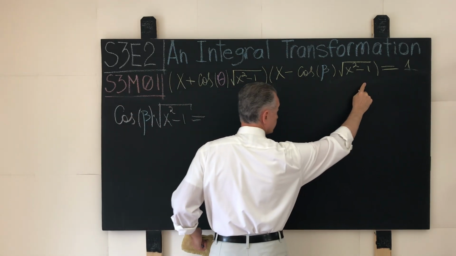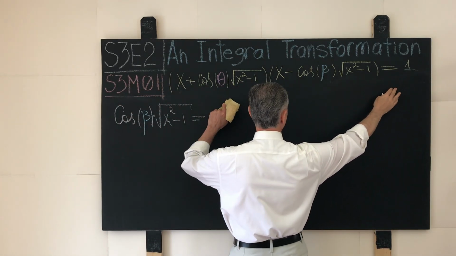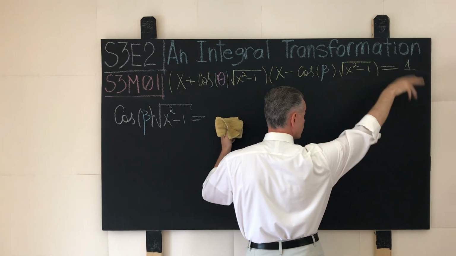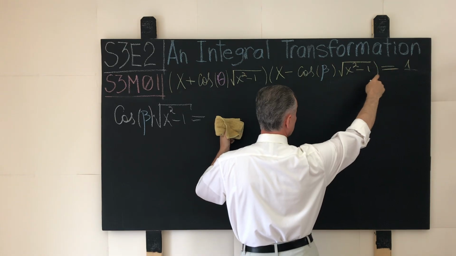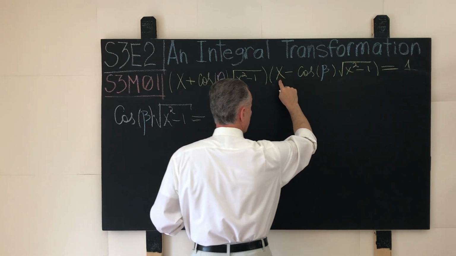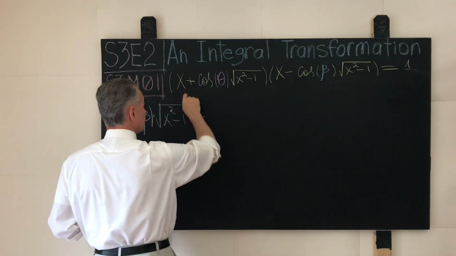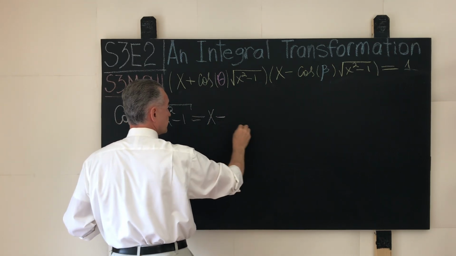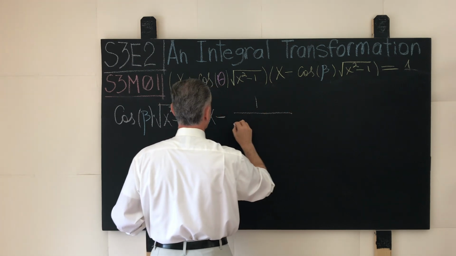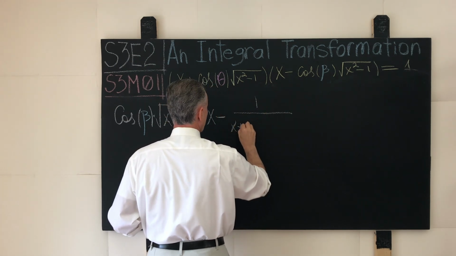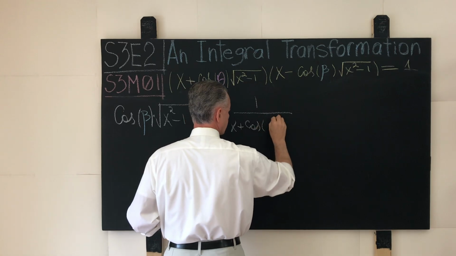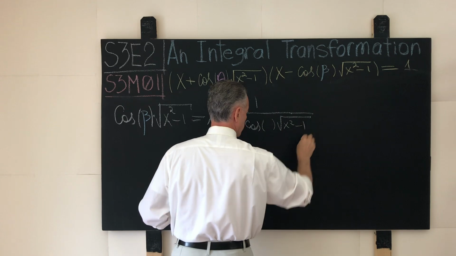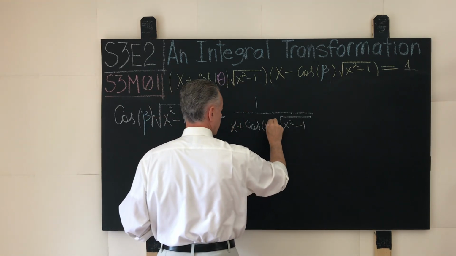This expression right here is equal to 1 over this. We swap this and this with respect to the equal sign, rotate them over the equal sign, and what do we have? X minus this expression over here, 1 over this, right? So it will be x minus 1 over x plus cosine of theta square root of x squared minus 1. Here is the angle theta.